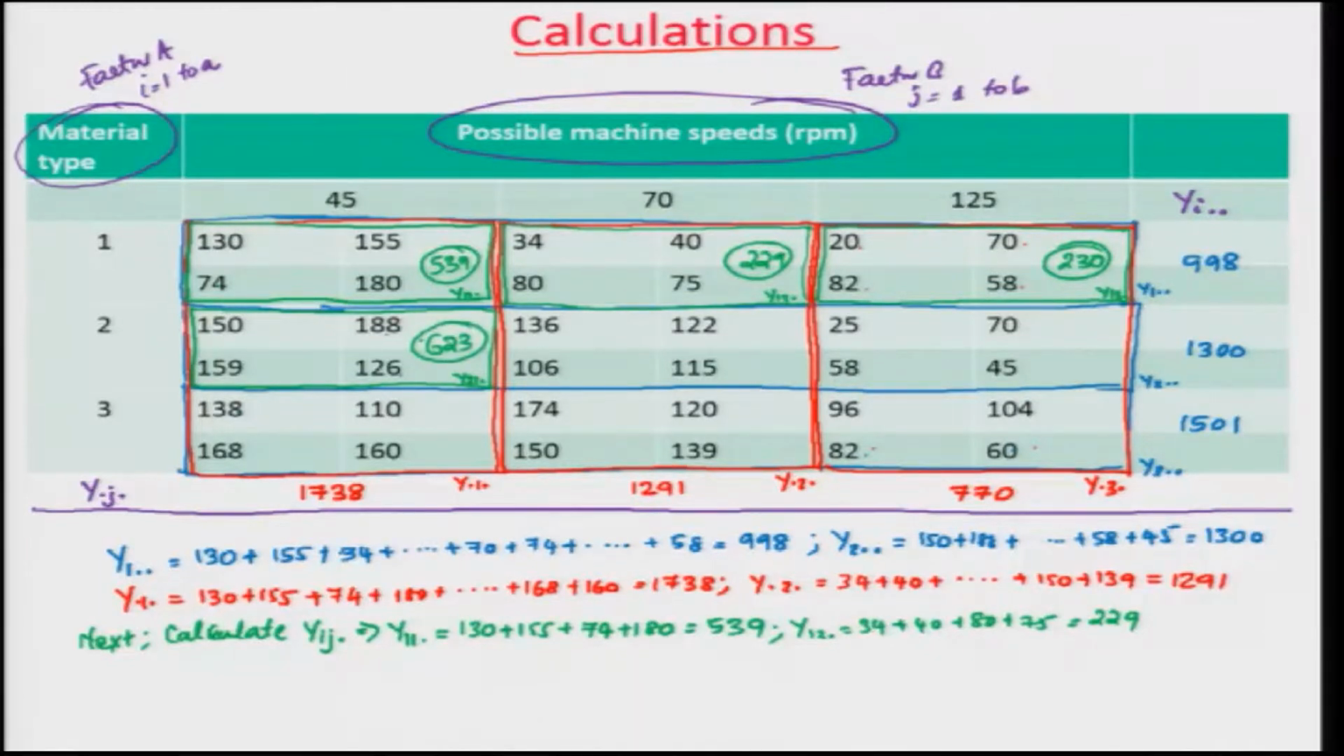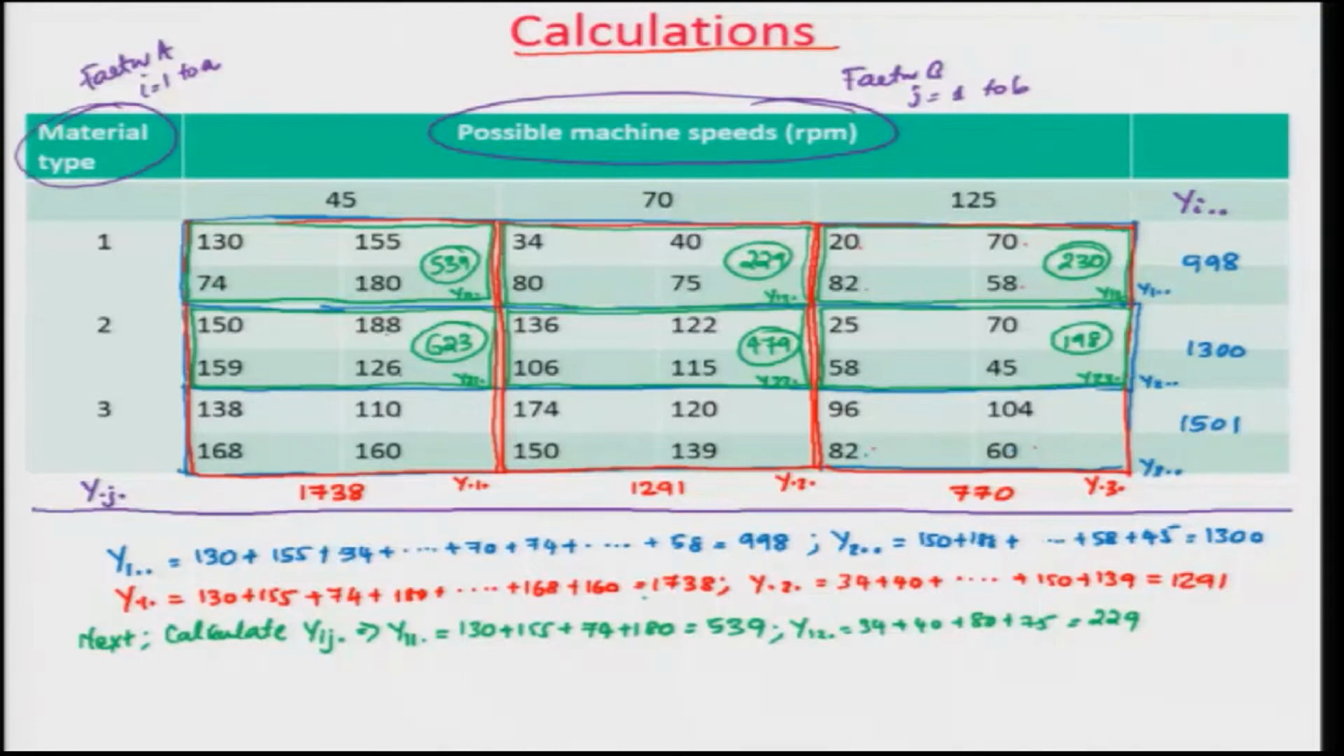Then we calculate this one, which is y 2 2 dot. The sum of these four values gives you 479. Then the third cell of the second row, again y 2 3 dot. The sum of these four values will give you 198.